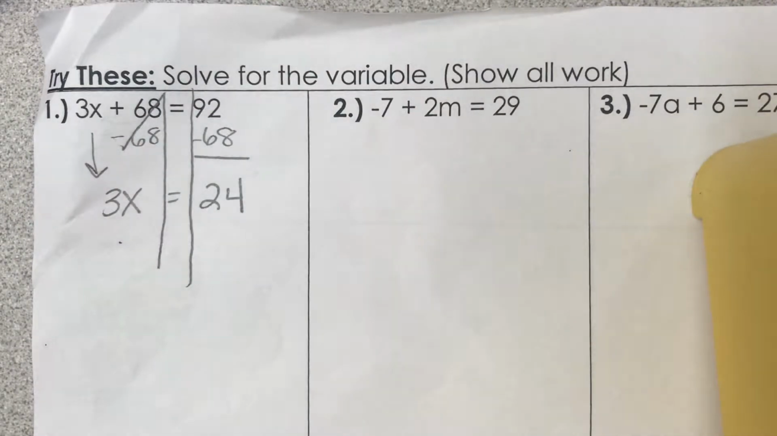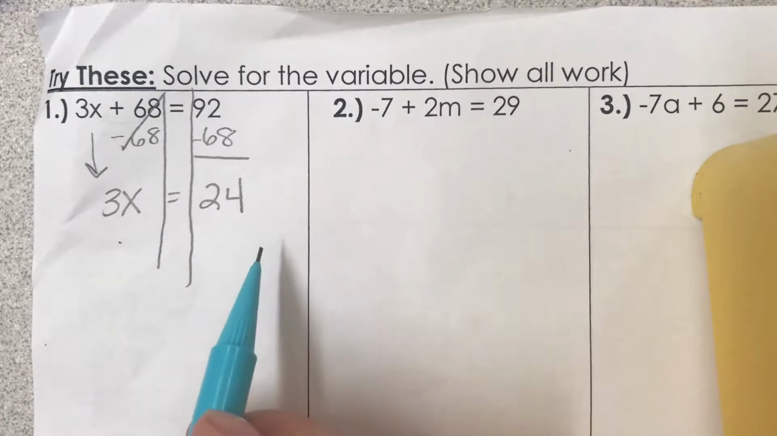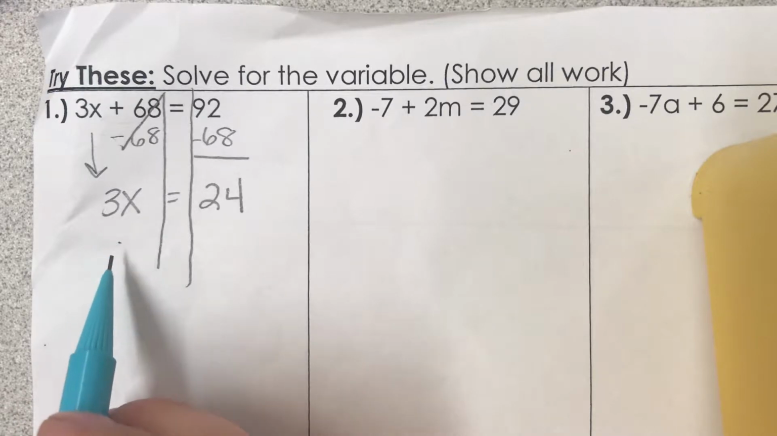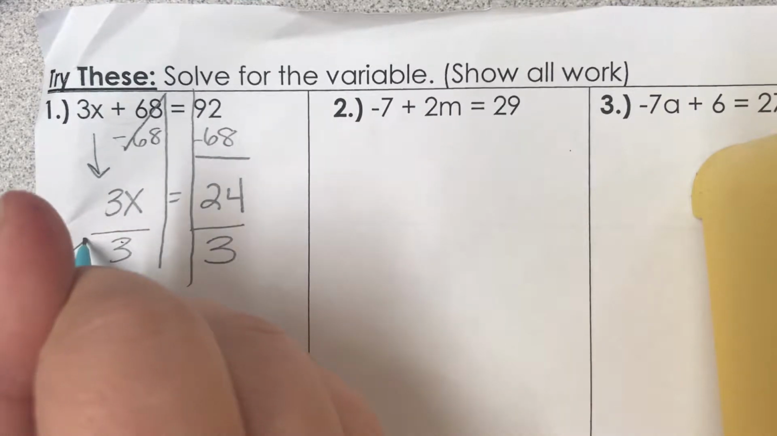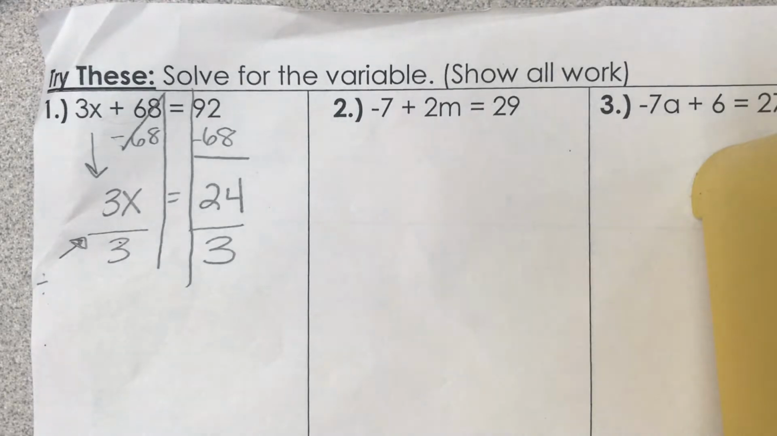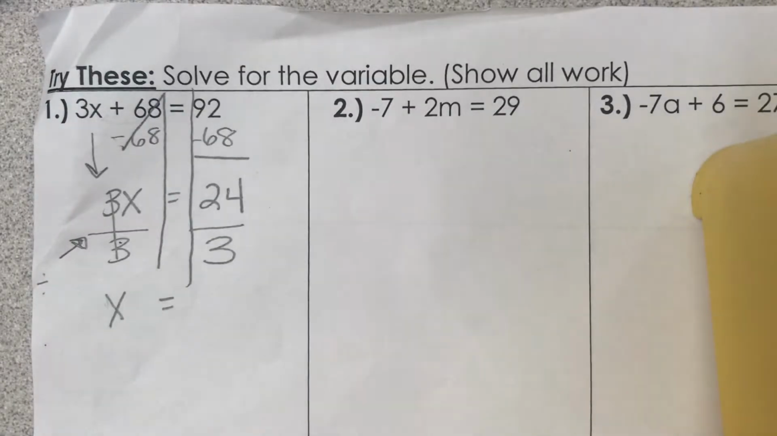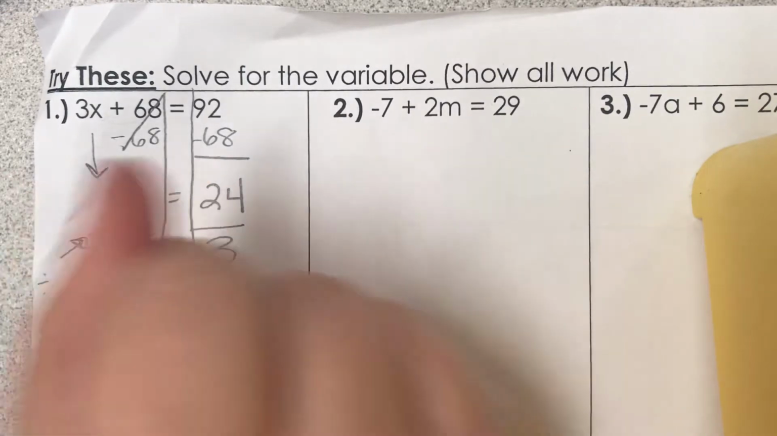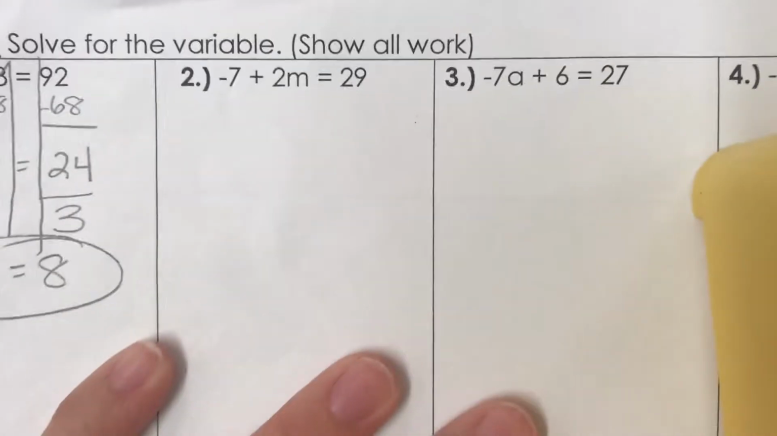Step 1 is done. Next step, I have 3 times x equals 24. I need to undo multiplying times 3. The opposite of multiplying would be to divide by 3. Remember that this fraction line means to divide. 3 divided by 3 is just 1, so I have 1x equals, I'll type in my calculator, 24 divided by 3, to get an answer of 8. x equals 8.